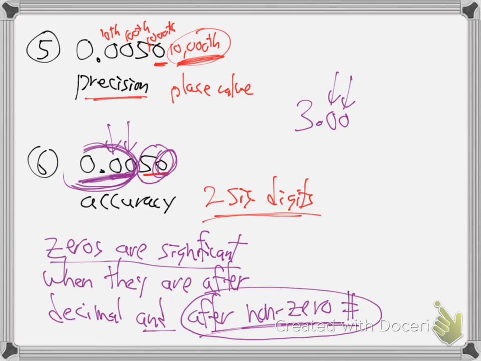So there are two conditions. So yes, these would all be good. This would be 3 digits that are all significant, wouldn't it? Because those zeros come after the decimal and after a number that's not zero. Two conditions. So that's kind of tricky.